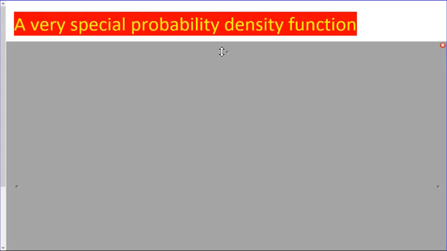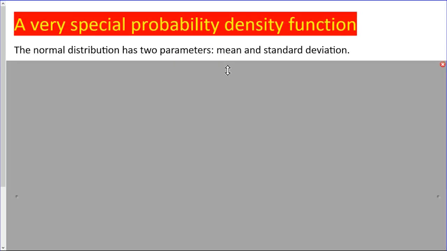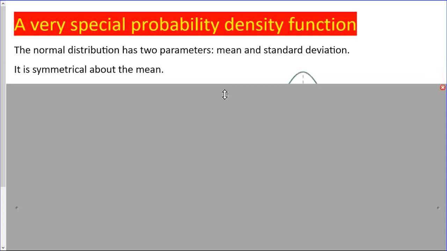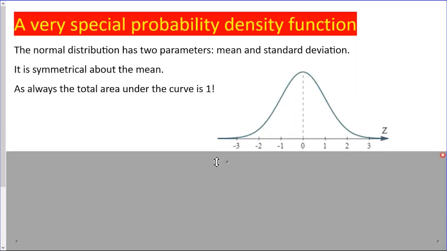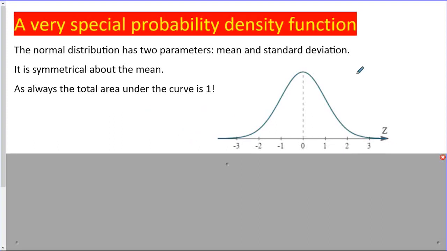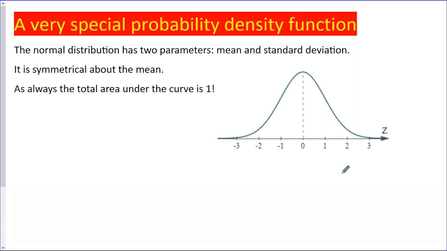Right, we're now going to turn our attention to a very special probability density function, and that is the normal distribution. It has two parameters, the mean and the standard deviation, and it is symmetrical about the mean. As always, the total area under the curve is 1. In fact, this particular one that we've drawn here is what we call the standard normal distribution, and it's got a mean of 0 and a standard deviation of 1. And we can see that pretty much three standard deviations either side of the mean gives us just about all of our values in terms of our probability spread.